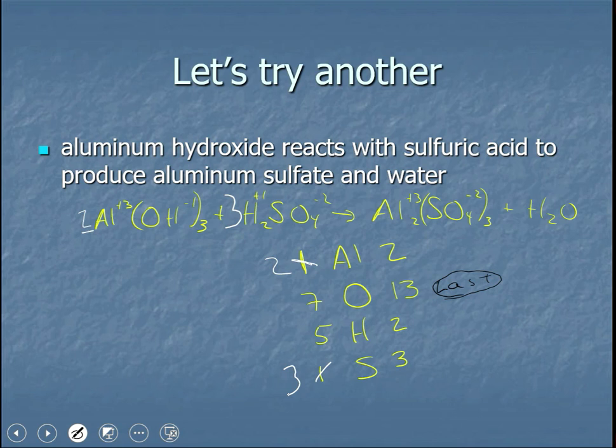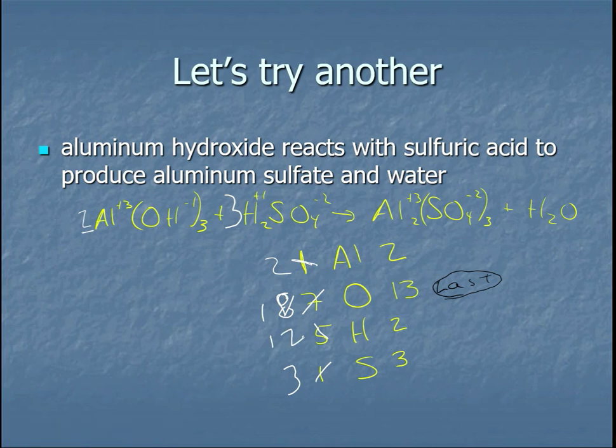But wait, let's see what I've done here. I now have messed up my oxygens and my hydrogens. Let me count them up. On the left-hand side, I now have 3 times 2 oxygens plus another 12. 3 times 2 is 6 plus 12. I now have 18 oxygens. And I didn't do anything with the right-hand side, so I still have 13. What about my hydrogens? Now I have 3 times 2, or 6, plus another 3 times 2, or 6. So I have a total of 12 of those.